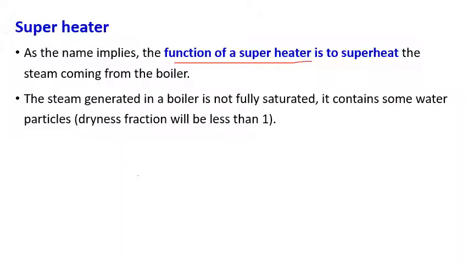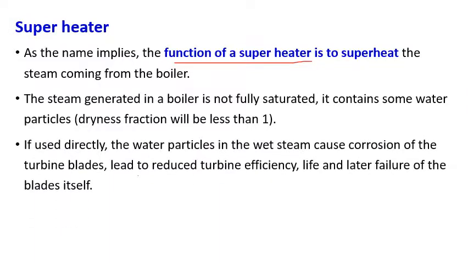The steam generated in the boiler is not fully saturated. It contains some water particles, which is described by the quality of the steam, or dryness fraction, and it is always less than 1. If used directly, the water particles in the wet steam cause corrosion in the turbine blades, right? The turbine is moving with a particular velocity, and the velocity compounding we have studied in turbomachines plays a very important role. The water particles will damage the velocity profile, so the life of the blade is reduced and later failure of the blade will take place.